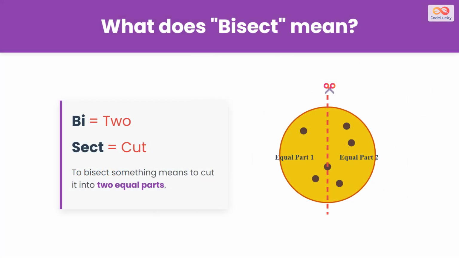Now let us look at the word bisect. It is made of two parts. Bi means two, like in bicycle. Sect means to cut, like in section. So when we bisect something, we are literally cutting it into two equal parts. It is not just cutting it anywhere. The parts must be exactly the same size.